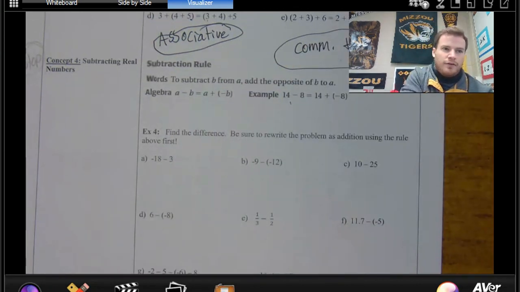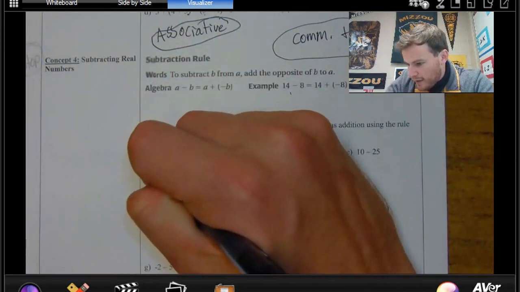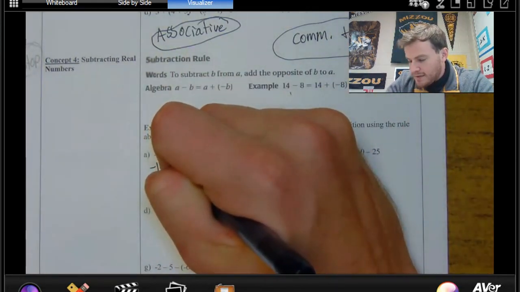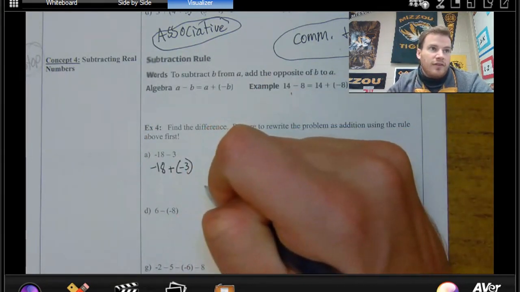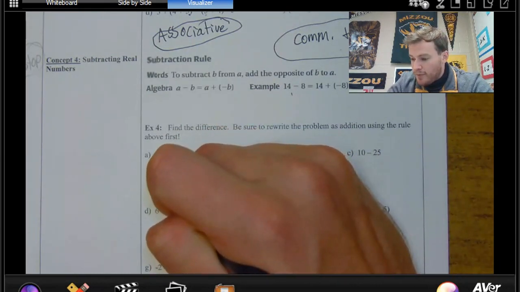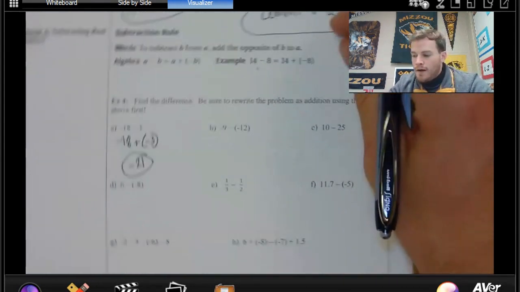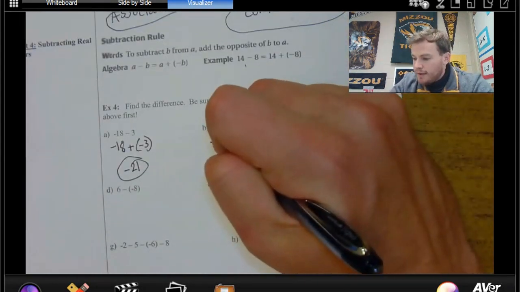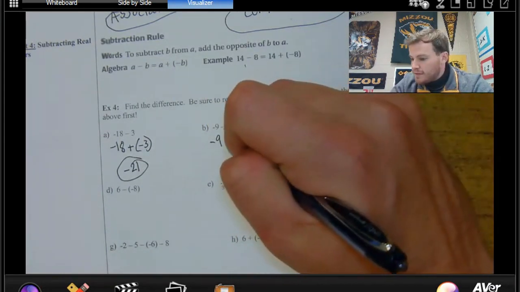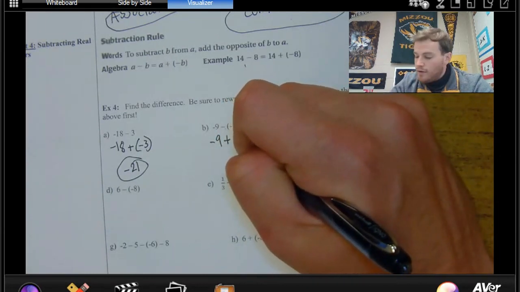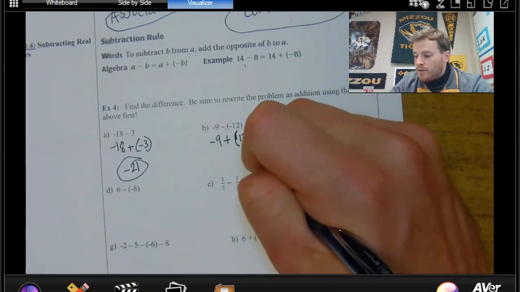So let's look here at how to do the first example. Negative 18 minus 3 is the same thing as negative 18 plus a negative 3. When you add two things of the same sign, you can just add up the regular numbers and then put the same sign. So it's negative 21. On B, you have a negative 9 minus a negative 12. That becomes plus a positive 12. If you're taking away a negative, it becomes plus a positive. 12 minus 9 is 3.